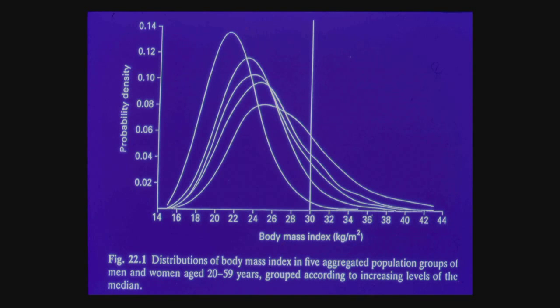Then he goes on to show these same kind of population distributions for another outcome. In this case, he's looking at distributions of body mass among a large number of countries for men and women 20 to 59 years of age. And again, what you see is that as the means change, the percentage of people in the tails of the distribution change enormously. So the line represents a body mass index of 30, which is very high risk, and you see the number of people who are in the tail is actually driven by the mean of the distribution.